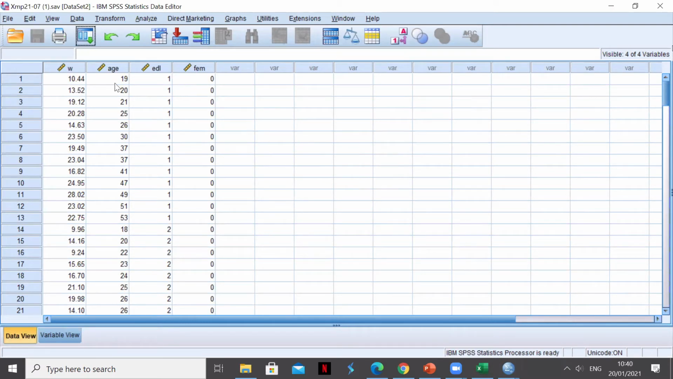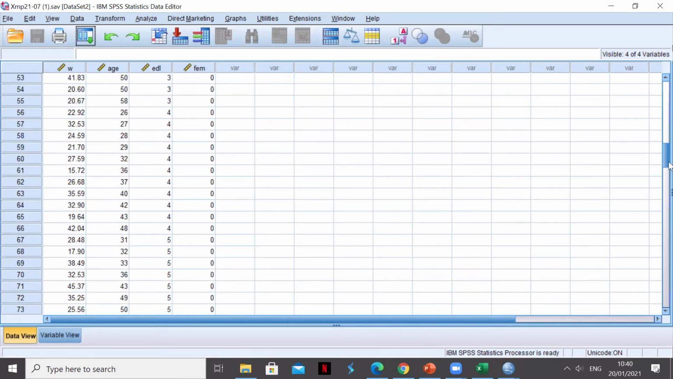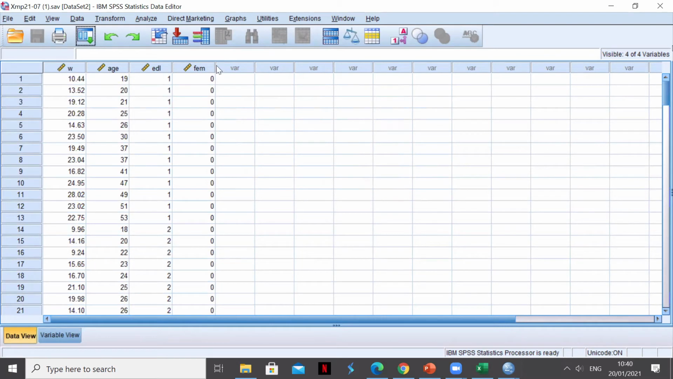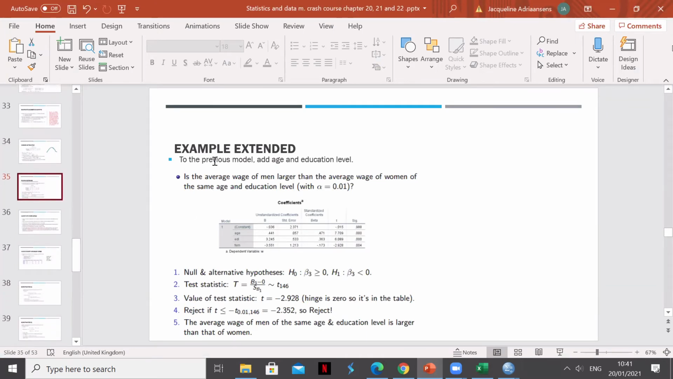And here we have wage and fem, so female dummy, age and education level. Age is a number, but education level has 1, 2, 3, 4 and 5 at the end. So those are also a few numbers coming back in a very small range. So we are later going to see that we can make a dummy of that as well. But first, we are going to put in the extended model. To the previous model, we add age and education level.